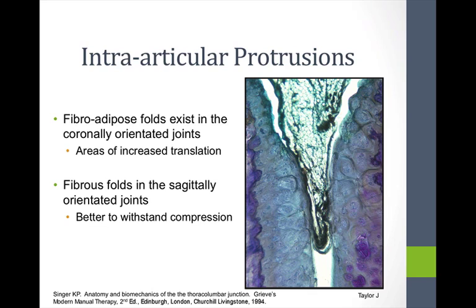Fibroadipose folds are noted more in the coronally orientated joints and may be better suited for the marked translatory movements. In contrast, fibrous folds predominate in the more sagittally orientated joints, occasionally showing histological evidence of fibrosis at their tips, to suggest that these folds may become tractioned or compressed.